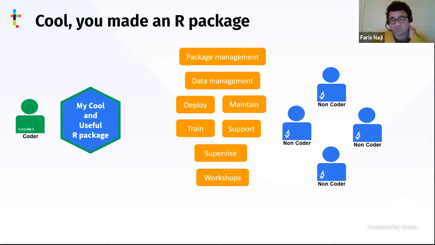The coder has to do a kind of help desk support function for the non-coder so the non-coder can quickly be unblocked. The coder has to supervise the non-coder, and sometimes the coder will do workshops to promote the package or the pipeline to the non-coder. And in a lot of cases, this actually works out, but in a lot of cases it doesn't.